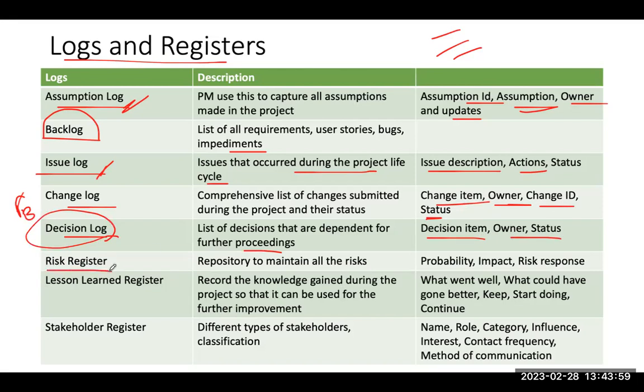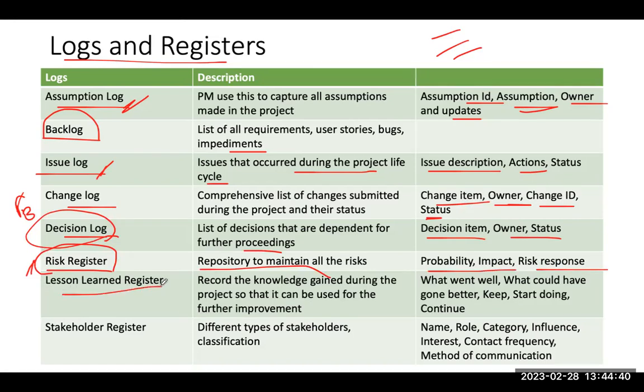Risk register. A risk is an event that may or may not happen. Risk is monitored throughout the project, and once the risk is noted down, what do we do with that? We have to take an action to respond to that. We have to either mitigate or accept or transfer. We have to follow some kind of risk response strategy. Once the risk is captured, it is logged under the risk register. Risk register is a repository to maintain all the risks. And we also determine the probability, impact, and the risk response.